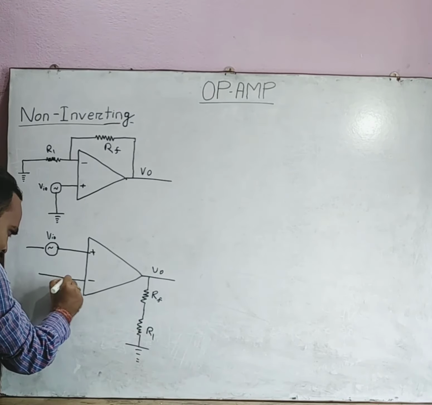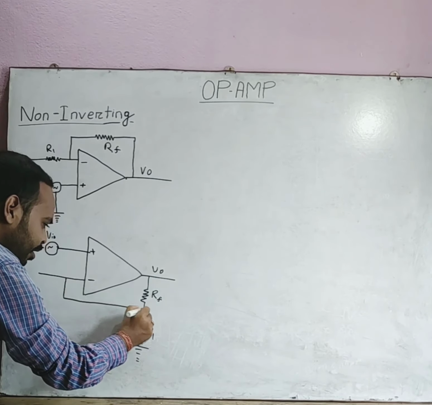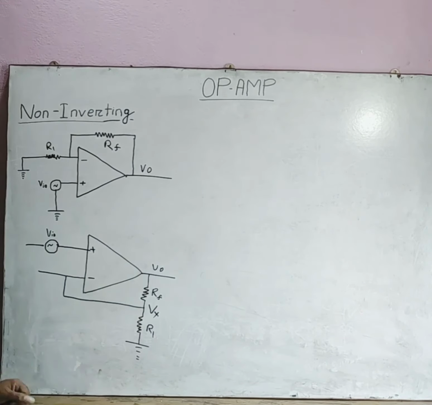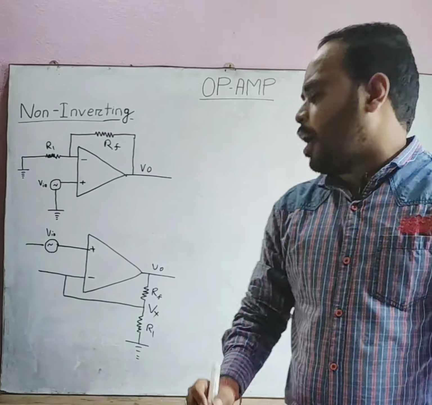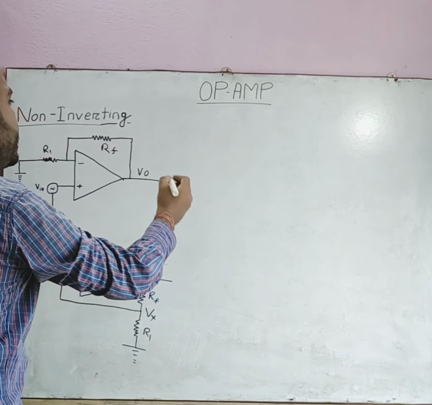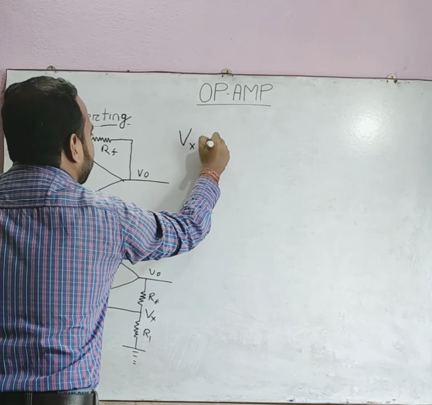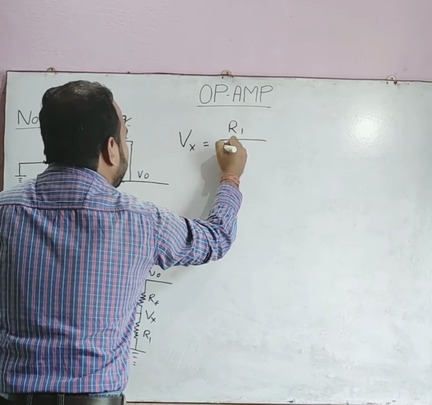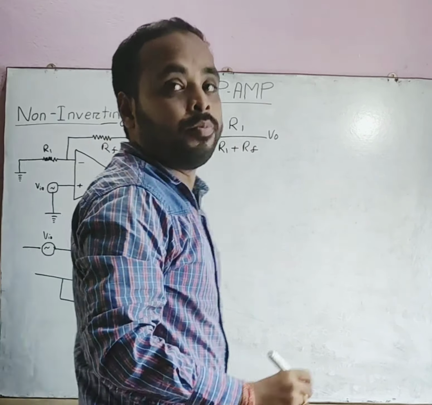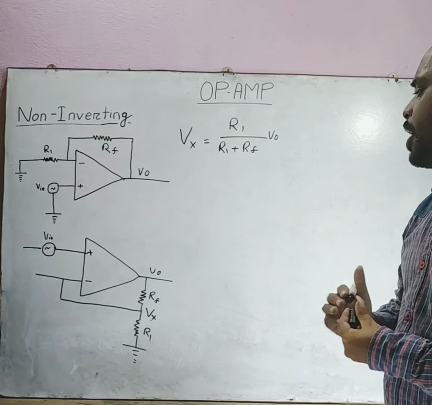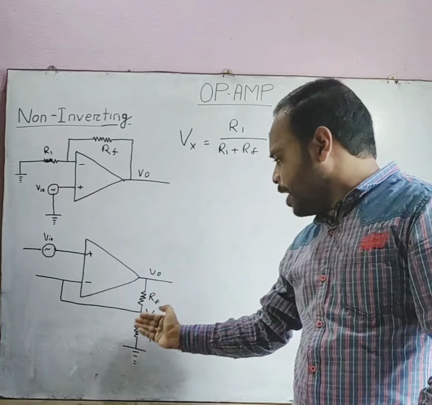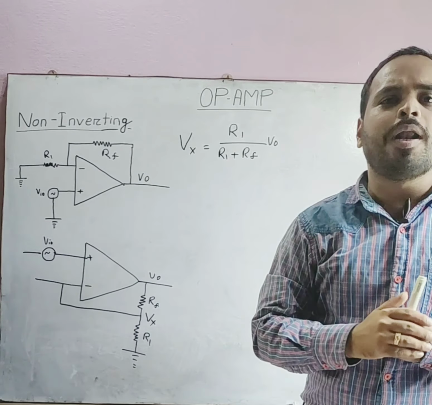Now, a terminal from the inverting terminal is connected at this point, and let the voltage at this point be denoted by Vx. Now, according to the voltage divider rule, the voltage Vx is given by Vx equal to R1 divided by R1 plus Rf multiplied by V0. Now, as we have studied earlier, when the feedback is applied to the negative terminal or the inverting terminal, we obtain a virtual ground condition.